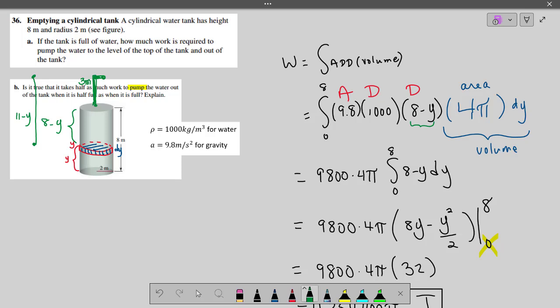So that would be the only change if we weren't pumping it right out the top. Limits of integration stay the same. Everything else stays the same. It's just that that cross-section of water has to now travel a little bit further. It has to travel exactly 3 meters further than in the prior setup. So we have to add 3. So that's the only thing that would change.